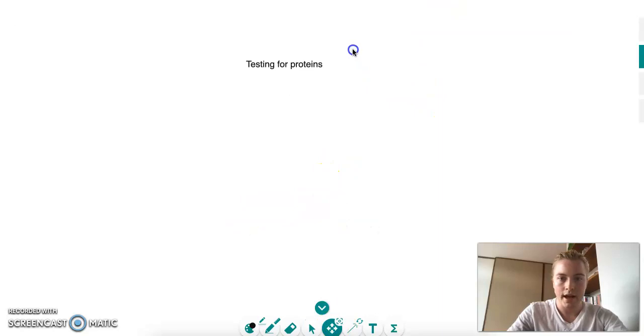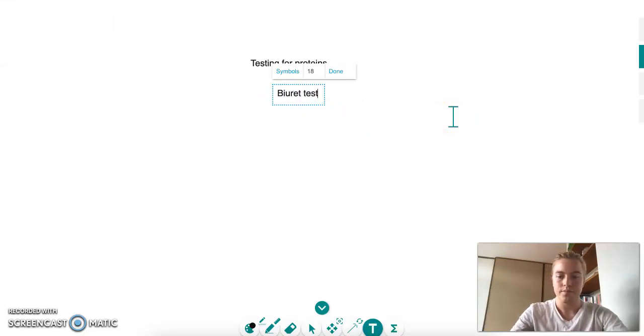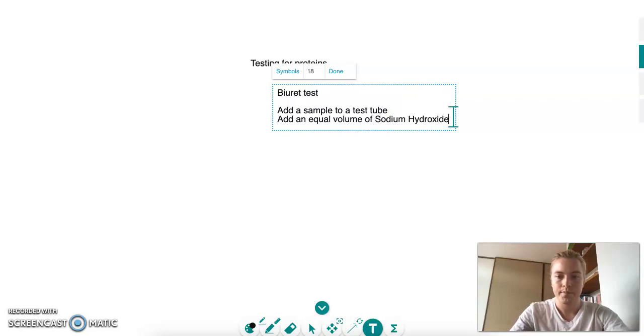Finally, let's consider how you test for proteins. So the test that we have for proteins is called the Biuret Test. And what you have to do for this test is add a sample to a test tube. This is what you think might be the protein. You then add an equal volume of sodium hydroxide, and then after mixing you add a few drops of dilute copper sulfate.